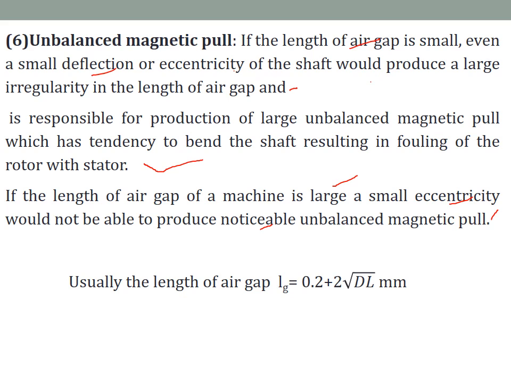So it will give a jerk, and because of that the shaft starts bending. When the shaft bends, the rotor may touch the stator. That is called fouling of the rotor with the stator. Once it touches, the rotor becomes jammed and the winding may burn. So if the air gap length is large, such unbalanced magnetic pulls are unnoticeable, even for small eccentricity. It will not have an effect. That is the added advantage.